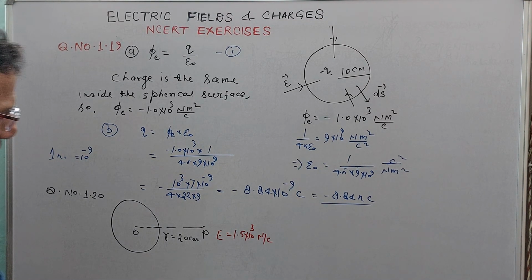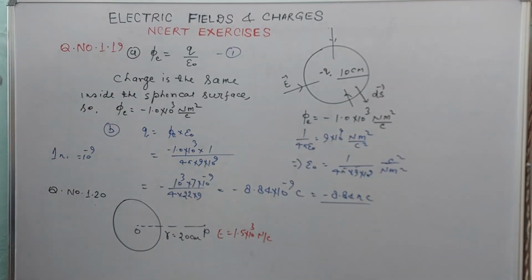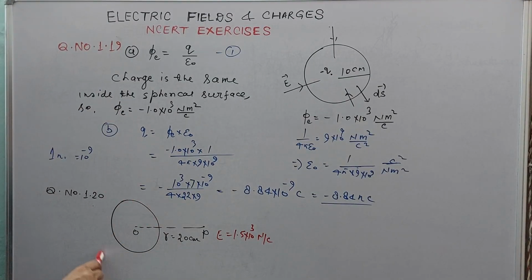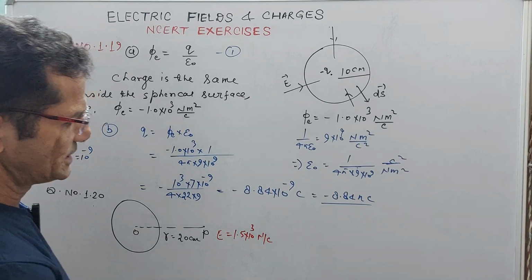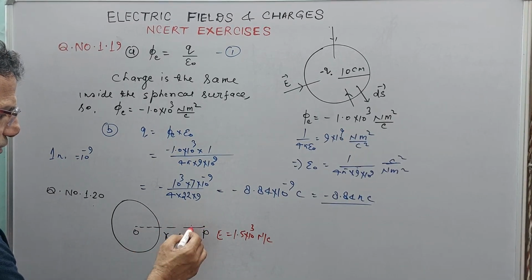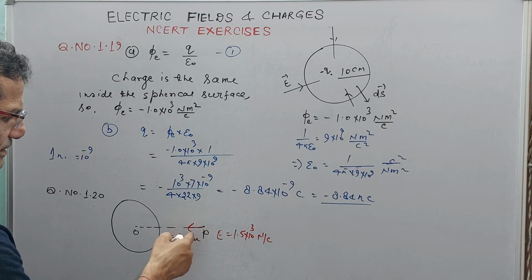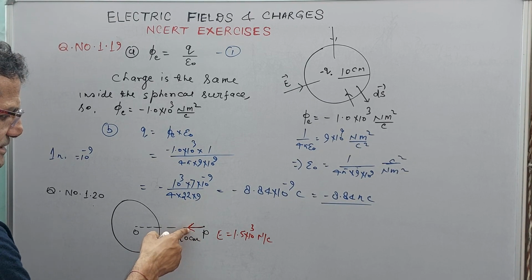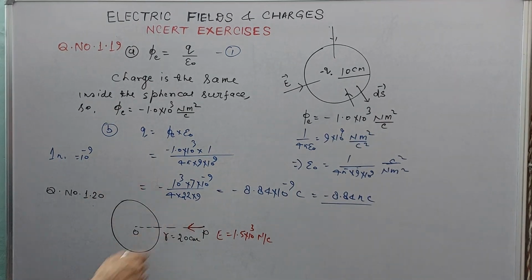Now question number 1.20, chapter 1, question number 20. This is a conducting sphere, and it is given that at a distance of 20 centimeter from the center of this sphere, the electric field is 1.5 into 10 raised to the power 3 Newton per coulomb, directed inwards, toward the center along PO. Now what is the charge on the sphere? We have to find out the charge on the sphere.